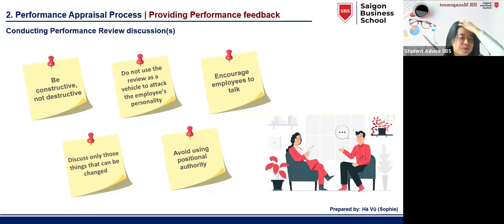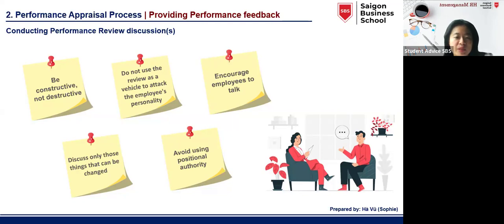Okay, class, we continue. Before the break, we learned some guidelines that the manager should be aware of before conducting the performance review. One of them is encouraging employee participation, because when the discussion is mutual, the employee can contribute more and will be more satisfied in the review.